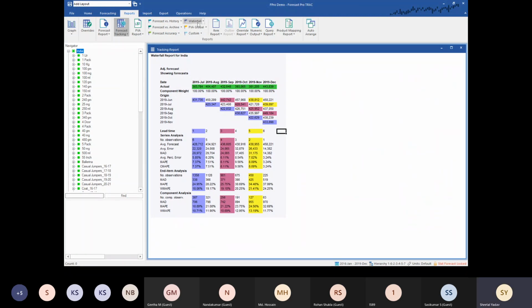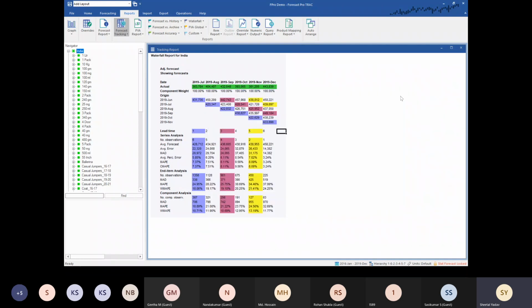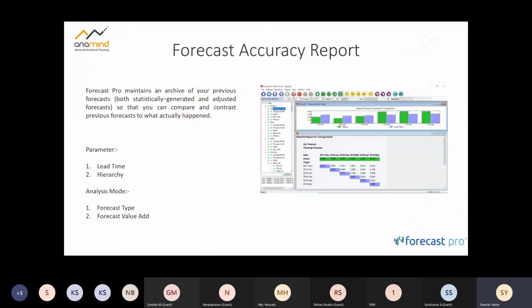Okay. So we had also covered the waterfall report. You can filter in the details as per your requirement and take it out in Excel and use that for later. For the forecast accuracy report, this is of course a widely used report that we have. What I wanted to cover in this report is lead time and the hierarchy part of it, and then the way we can analyze my forecast with respect to my forecast type and my value add.